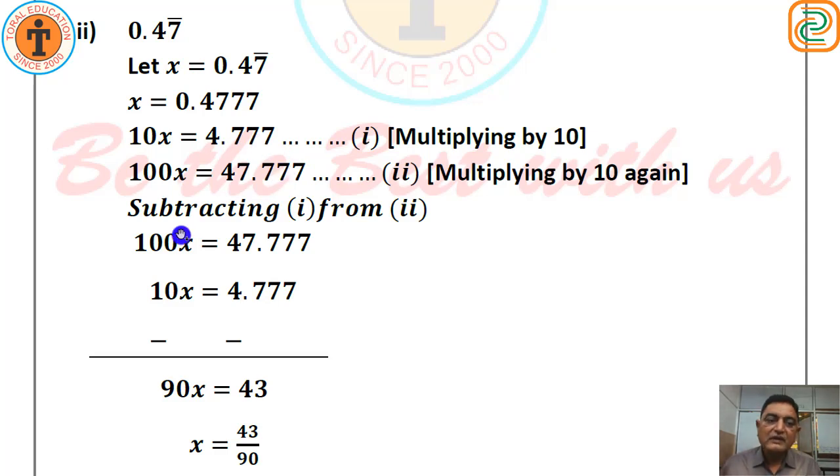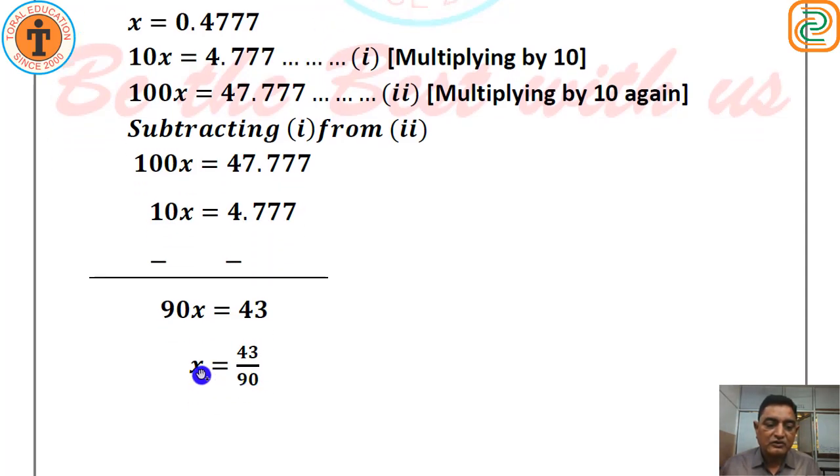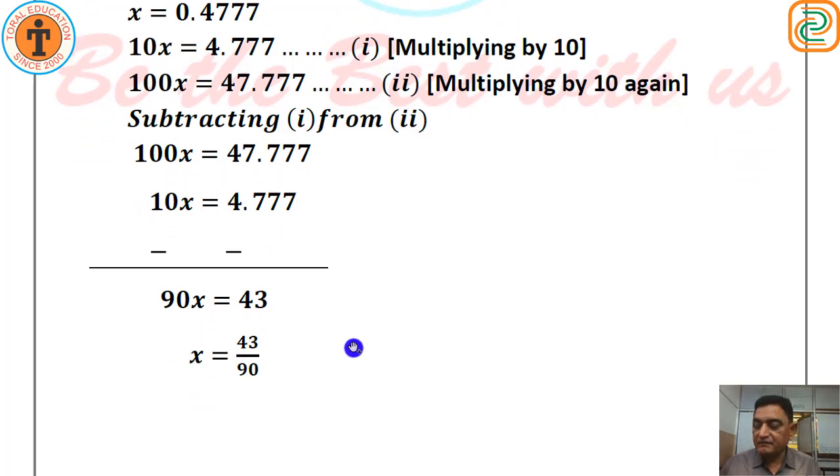Okay friends, subtracting 1 from 2, we get here 90x, because 100x minus 10x is 90x. 47.777 minus 4.777 is 43. So we have got x equals 43 upon 90.